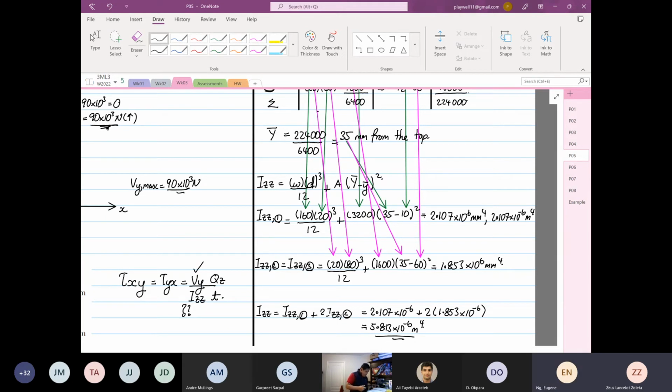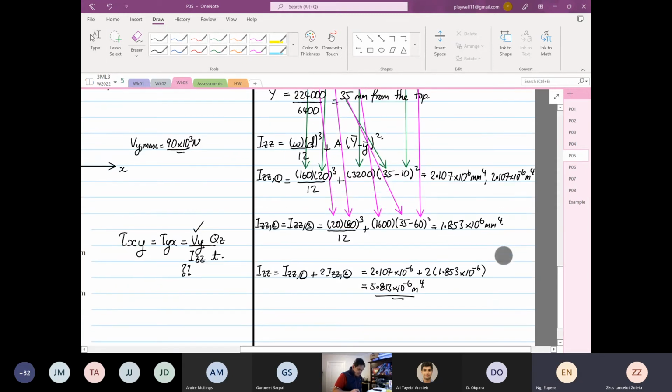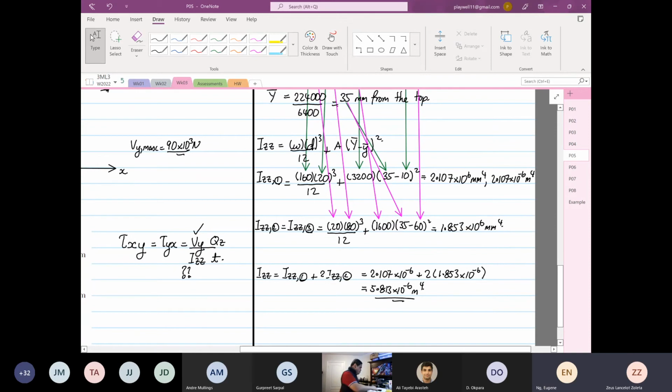So next we are going to calculate the first moment of area at point A. I'll let you guys finish copying first. Any question from anyone?